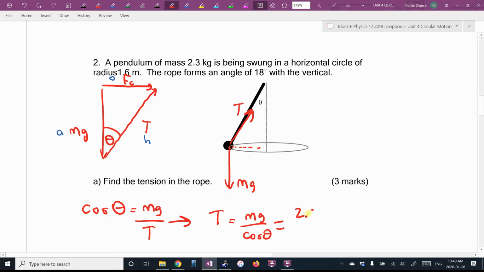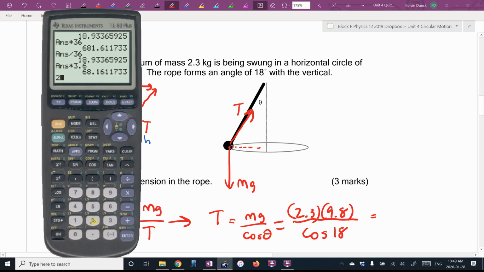It's going to be 2.3 times 9.8 over cos 18. And I get a tension of 2.3 times 9.8 divided by cos 18. I get 23.7, almost exactly.